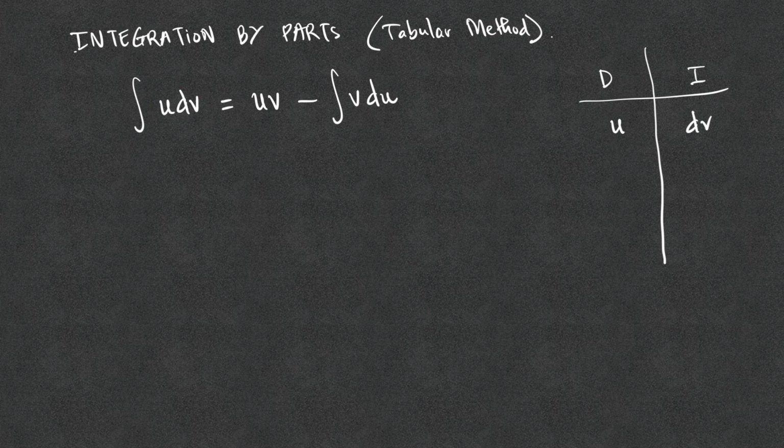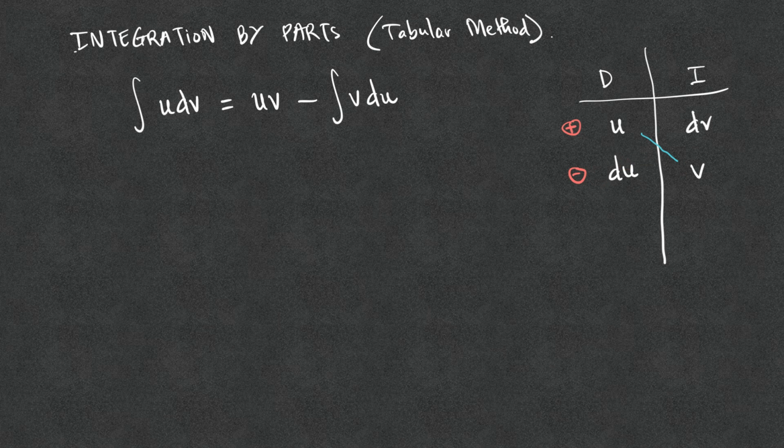For this method, on the left-hand side, we take the derivative of u to get du, and in the second column, the antiderivative of dv is v. And we alternate the sign, starting with the plus sign and then the minus sign. To get the answer, we will cross multiply diagonally, uv, and then minus the integral of v du.